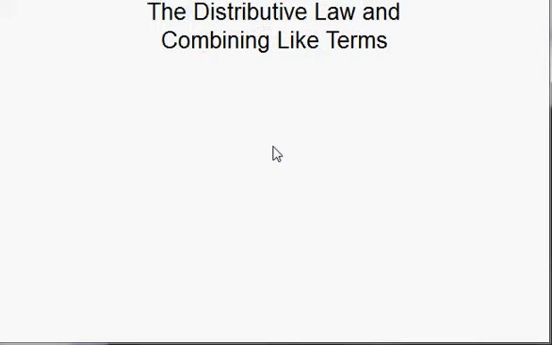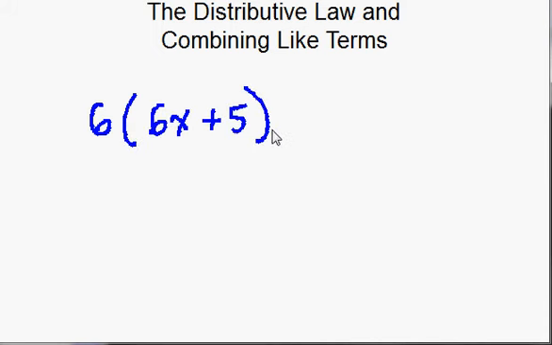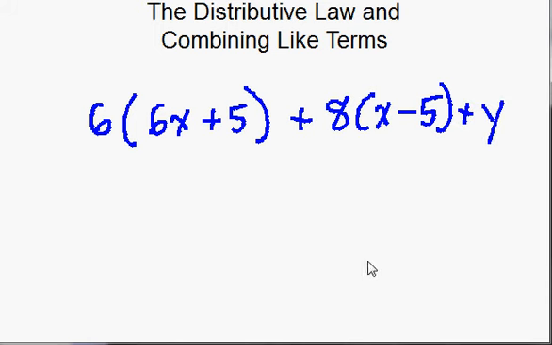But I would like to do one other example here. Suppose that I had, for extra practice, 6 times 6x plus 5. I'll just go through this one quickly here. And then I had plus 8 times x minus 5. And then let's say I had another plus y here. Okay? Well, we kind of know that the y is going to stay by itself, don't we? It can't combine with anything here.